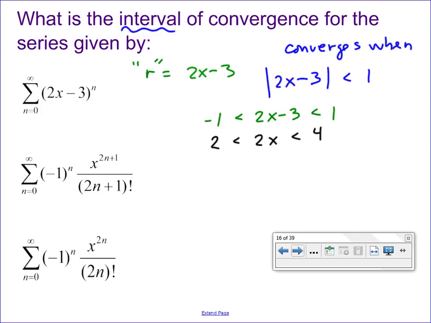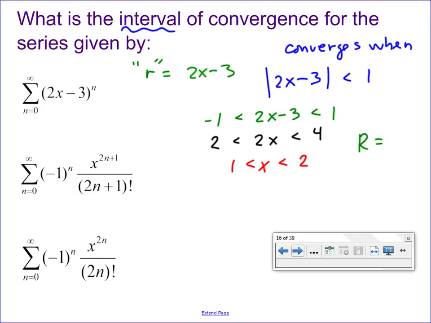which means that x must be in between what and what? Looks like 1 and 2, yes? So my interval of convergence is 1 to 2. What would my radius of convergence R be? It would have to be 1/2 then.